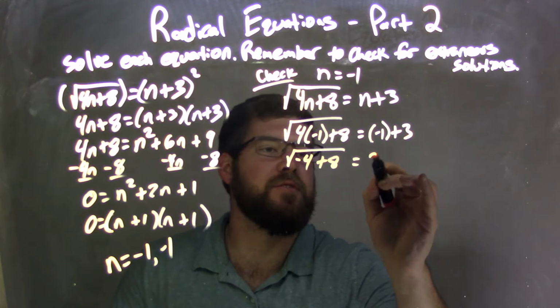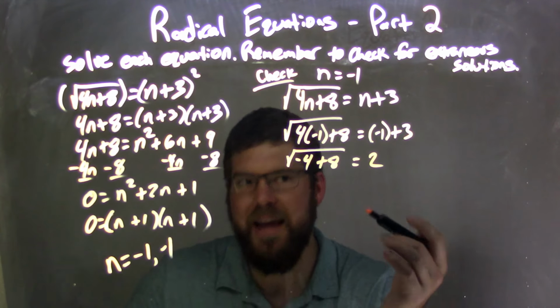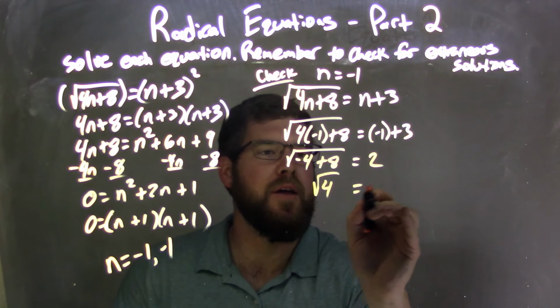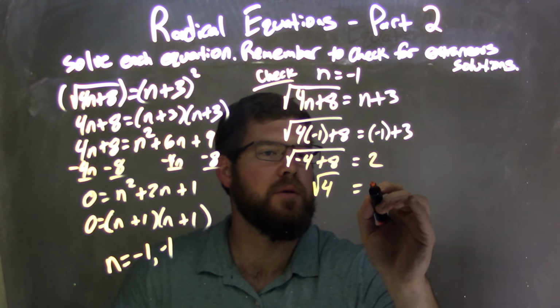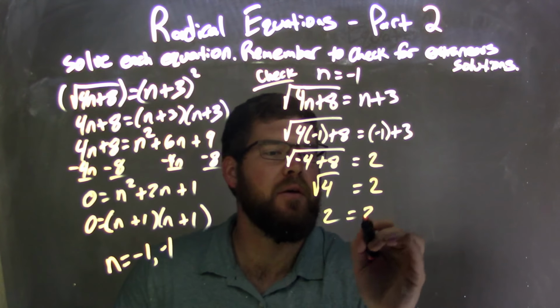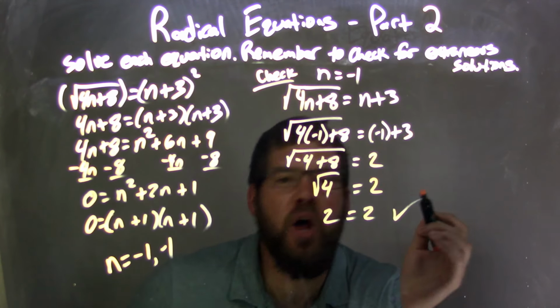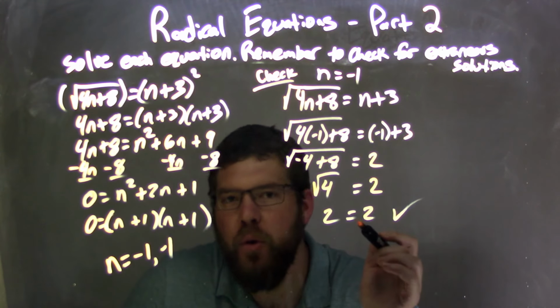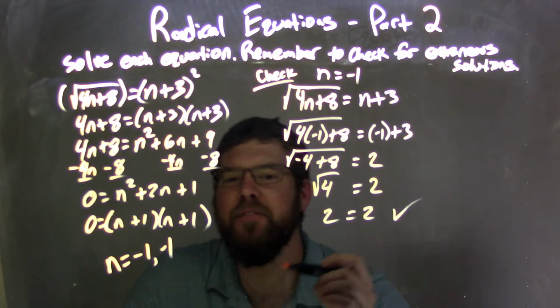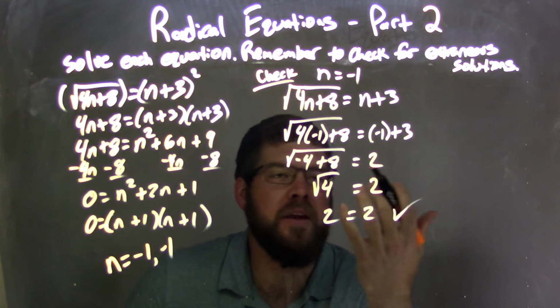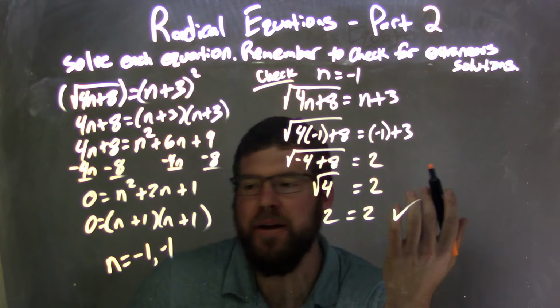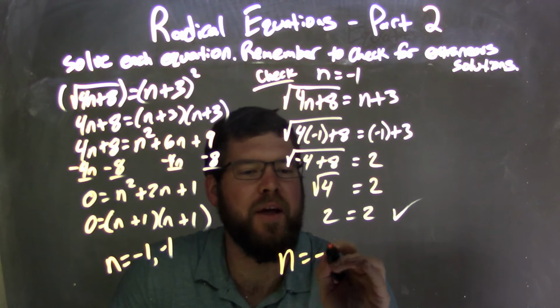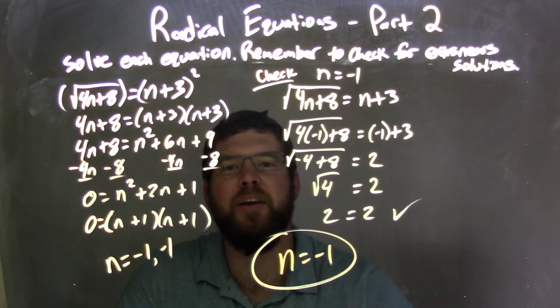4 times negative 1 is a negative 4, so I have negative 4 plus 8 here equals negative 1 plus 3, which is 2. Negative 4 plus 8 is a positive 4, square root of 4 equals 2. Square root of 4 is 2. 2 equals 2. Fantastic. Looking good. The left and right hand side were both equal, leaving me with the knowledge that there were no extraneous solutions, and n equals negative 1, only need to write it once here, is my only real solution.